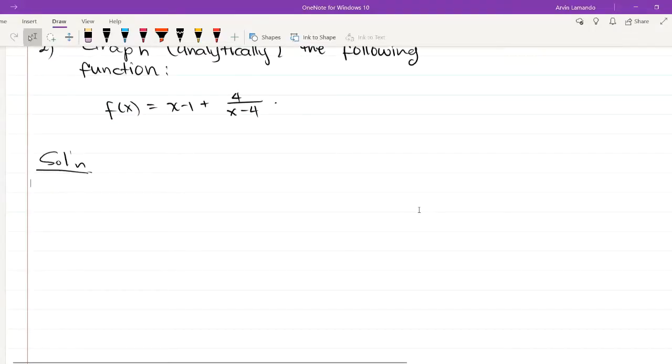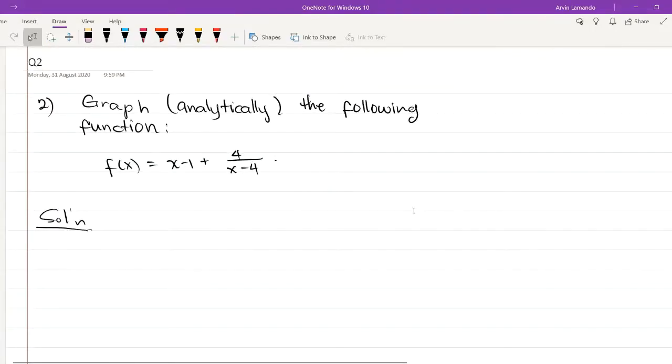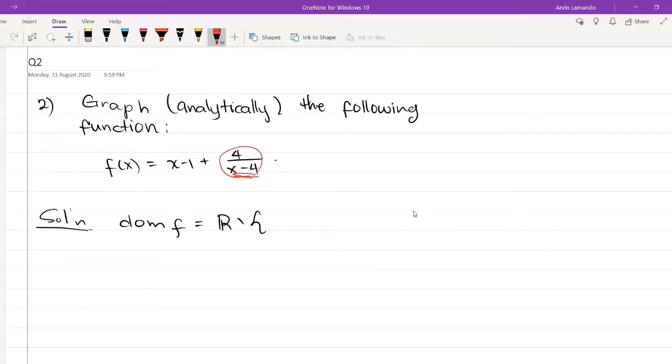So first, if you want to graph a function, we should first check its domain. The domain of f is simply the whole real numbers minus 4, because obviously this term is not defined when x is equal to 4. So 4 is not part of the domain of f.